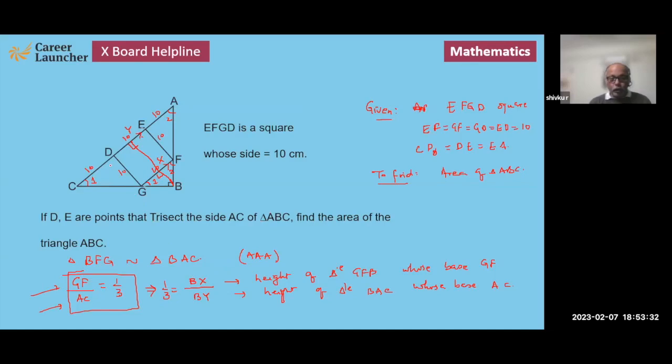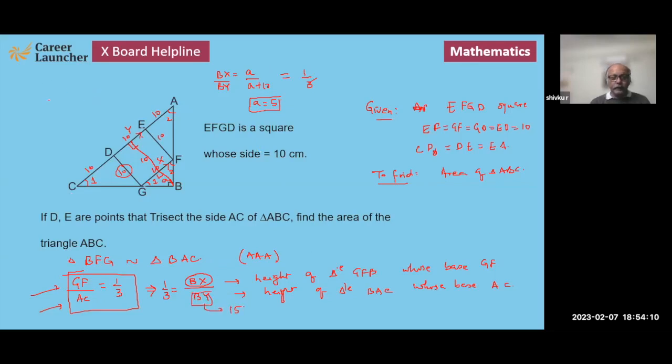We already know that if BX is equal to some A, BY will be equal to A plus 10. Why is this A plus 10? This is 10. This is A. So this is also 10. So this ratio must be equal to 1/3. इससे आएगा आपका value A will be equal to 5. So A is equal to 5, which means the height BY must be equal to 15.